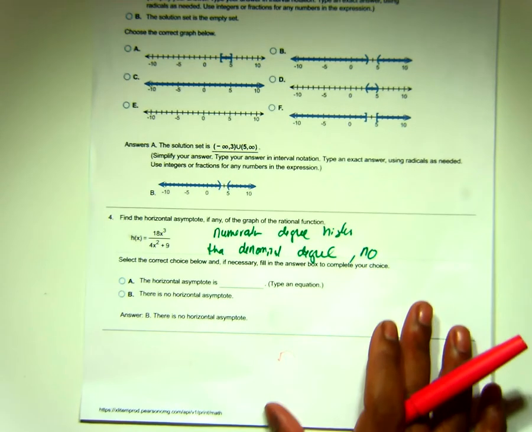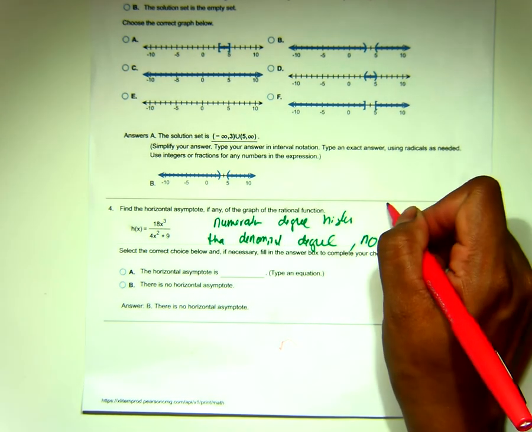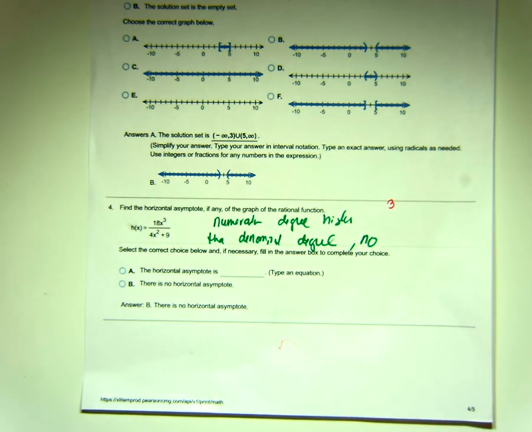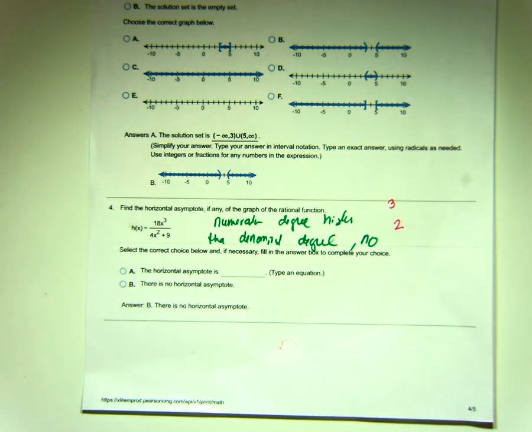For another example, it's asking you to find the horizontal asymptote. Well, here's the reason why there is no horizontal asymptote. One of the general rules that's provided to you in your notes is look at the degree for your numerator and denominator. So your degree for the numerator is 3, because look at your exponent. Your degree for your denominator is 2. Since the numerator degree is higher than the denominator degree, you have no horizontal asymptote.